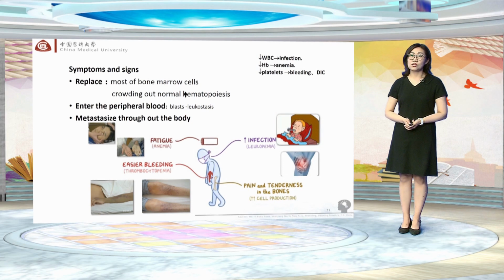The second step is to enter the peripheral blood. The increase of blasts in the blood can cause leukostasis. The third step is to metastasize throughout the body and settle down, such as the palpable hepatosplenomegaly and lymphadenopathy.